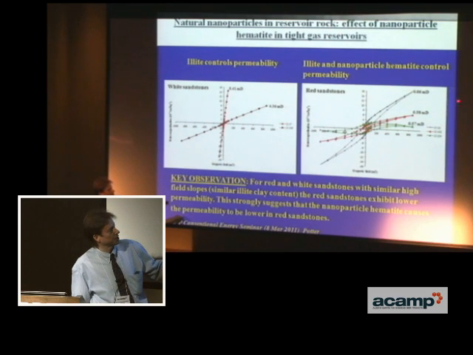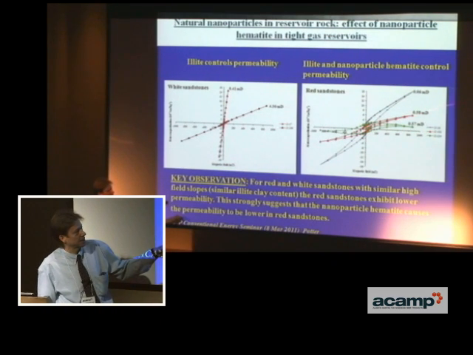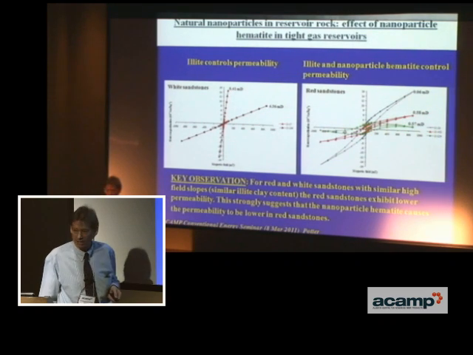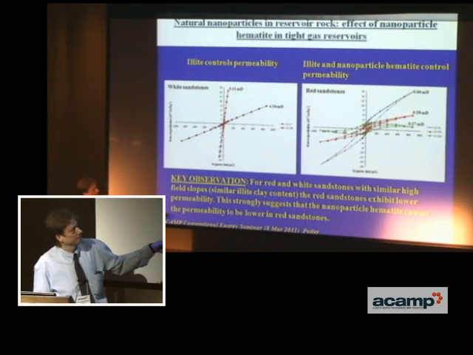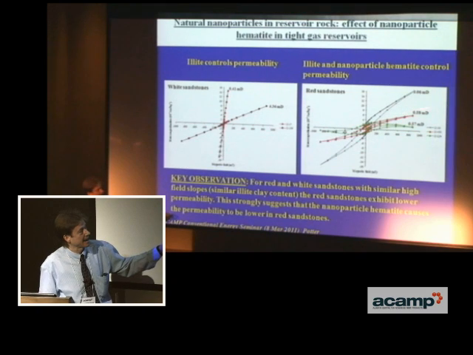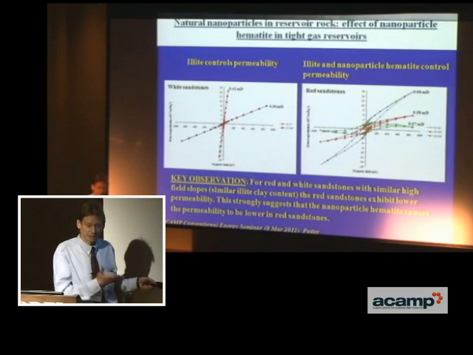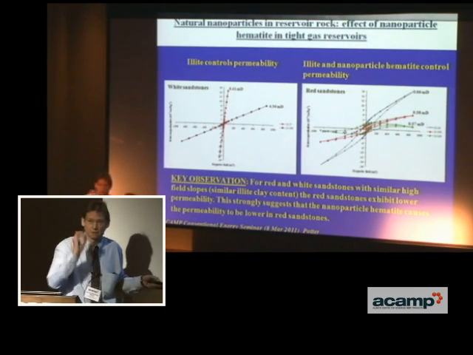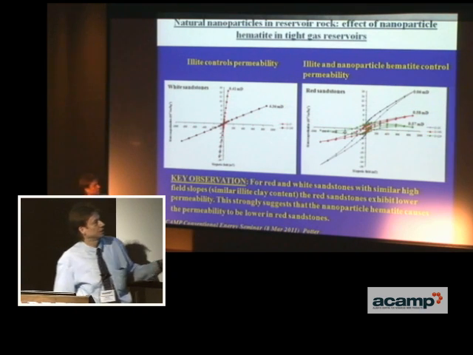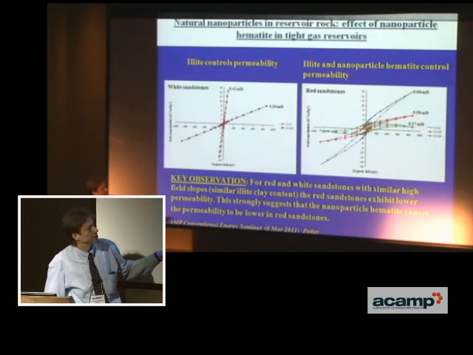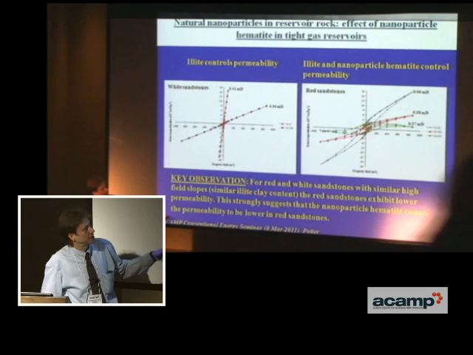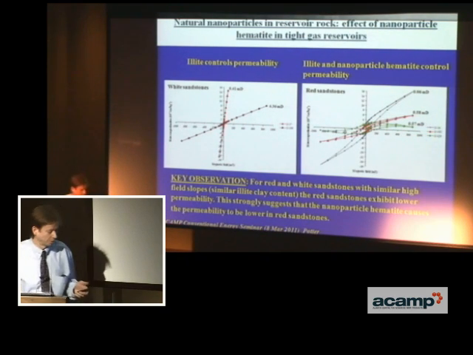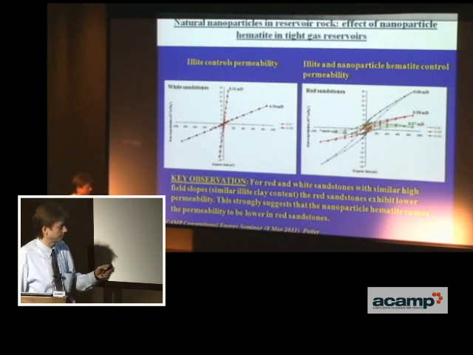If we have samples over here with exactly the same amount of illite, the same high field slope, but a little bit of hematite, then we find that the permeability actually goes down. And that permeability goes down because of these very fine nano-sized particles of hematite. And we can actually quantify this, and the relative roles of hematite and illite on the permeability, using this type of analysis.